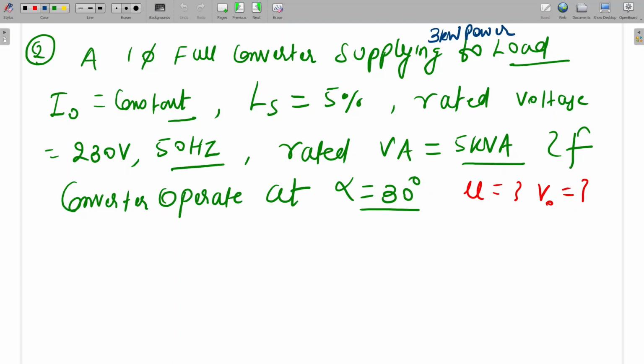See, this is given in a different language. Like a power converter is supplying 3 kilowatt power to the load. I naught is constant. Ls is 5%. So all of you know the concept of per unit. It is not Henry, it is 5%, which means 0.05 pu.